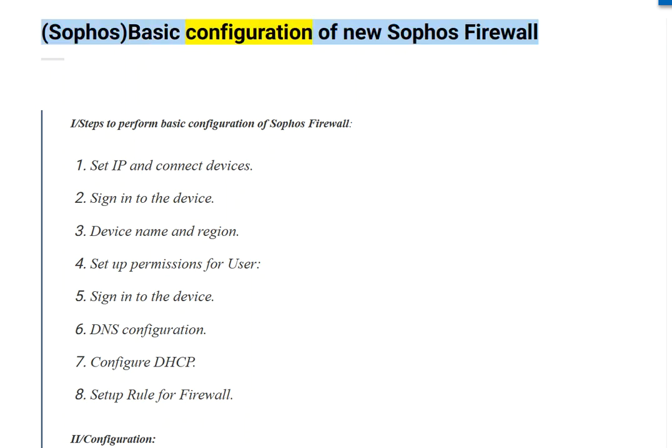Basic configuration of new Sophos Firewall. The steps to perform basic configuration of Sophos Firewall: set IP and connect devices, sign in to the device, device name and region, set up permissions for user, sign in to the device, DNS configuration, configure DHCP, set up rule for firewall.